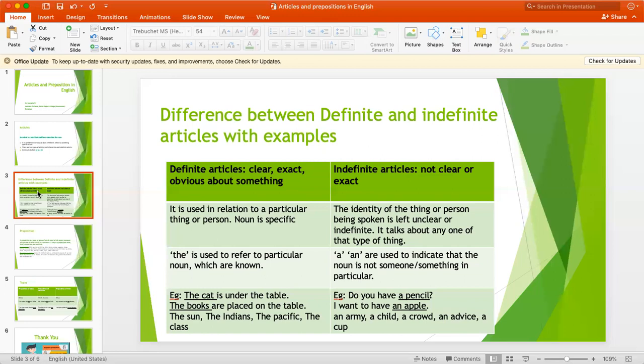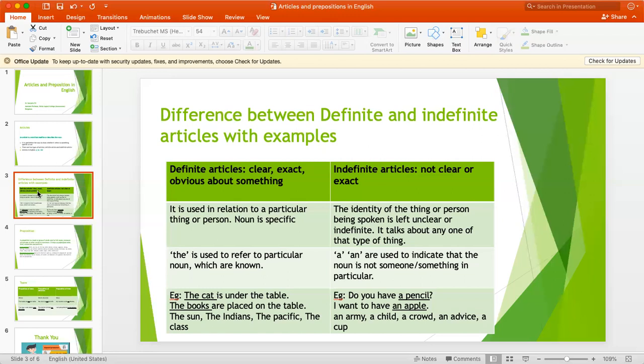I'm just asking the other person whether they have a pencil. And the next one is, I want to have an apple. So here, apple again is just a general apple, conveying what I want, that I want to have an apple. And apart from this, we have an army when we refer to a group of people or something in general.